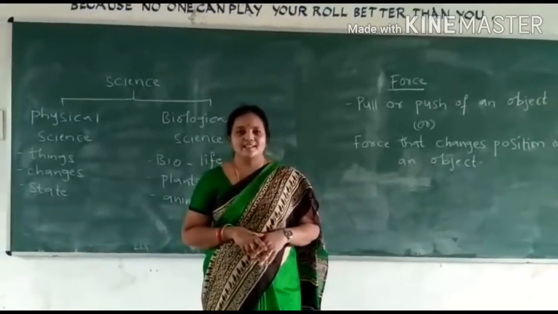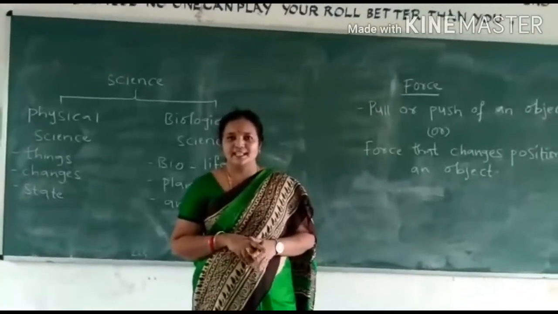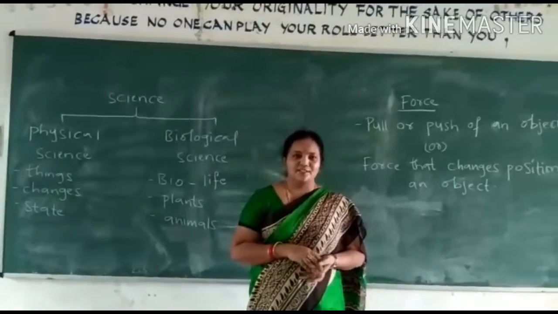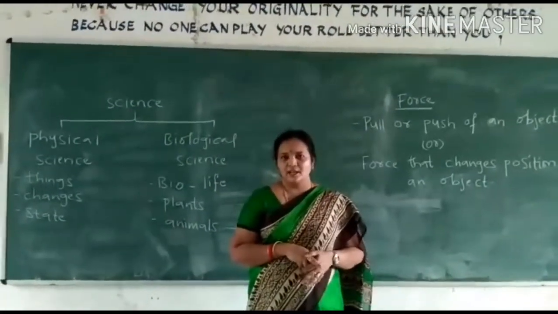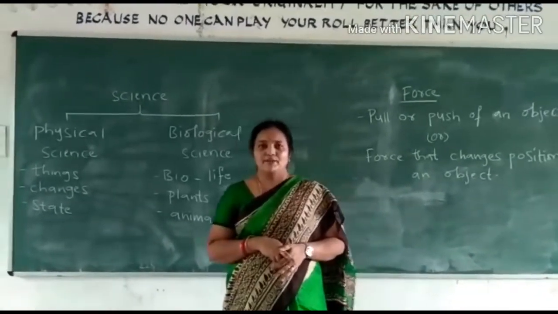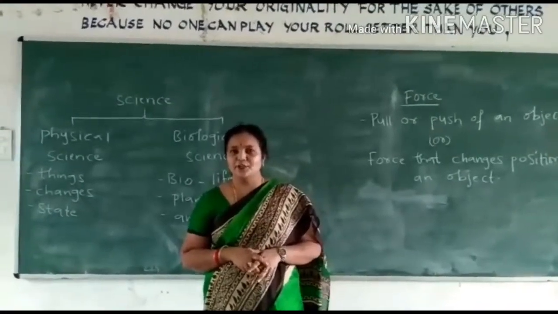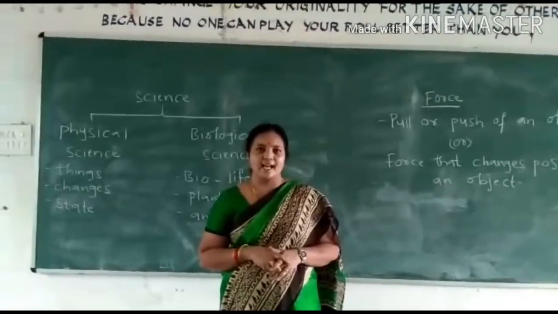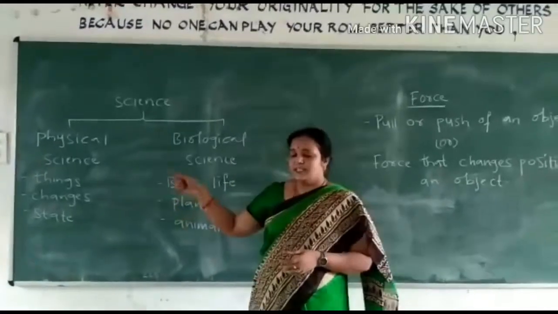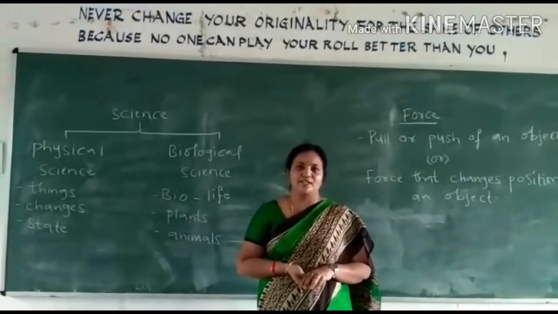Till 7th class we have learned science, about the environment, things, plants, animals, and changes happening in our surroundings under the subject general science. But now when we enter into 8th class, this general science is classified into two: physical science and biological science. Under physical science, we will be learning about things, the changes that are taking place in things, and the reasons behind these changes.